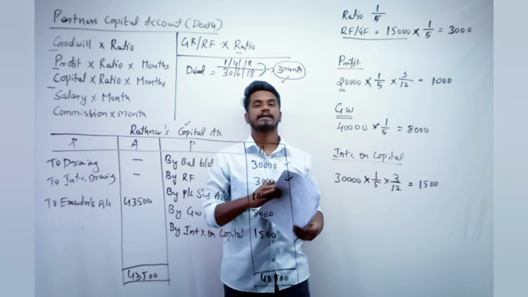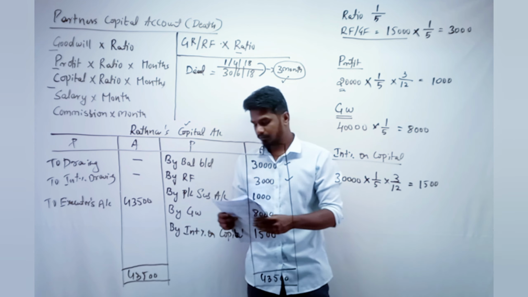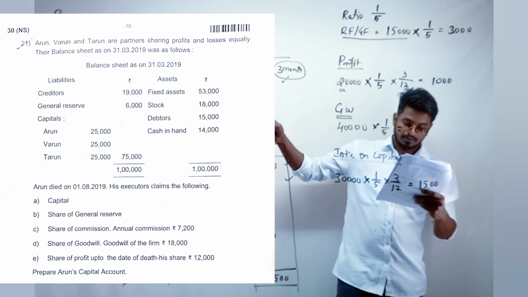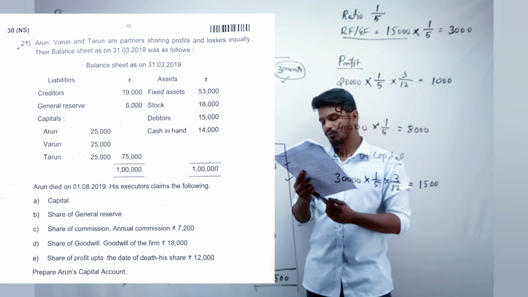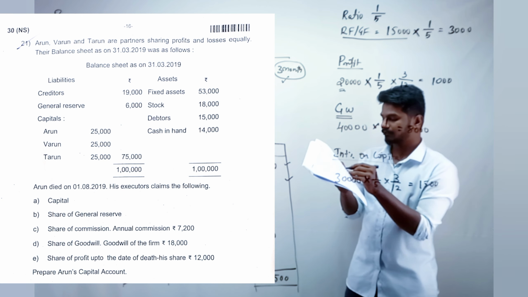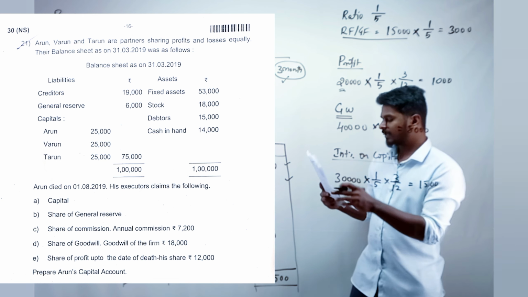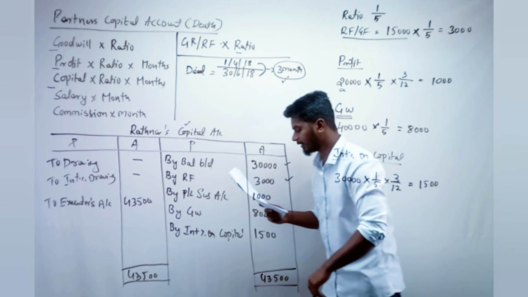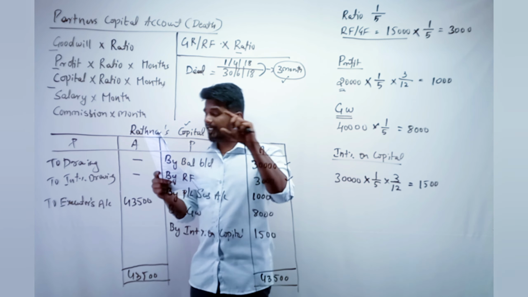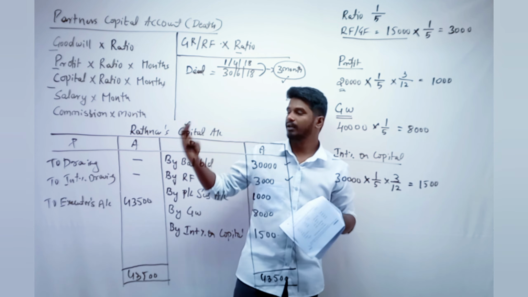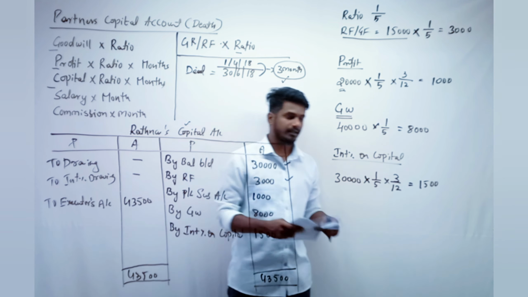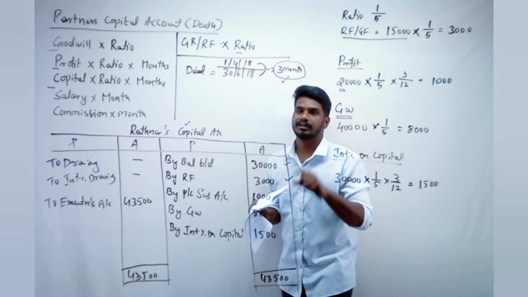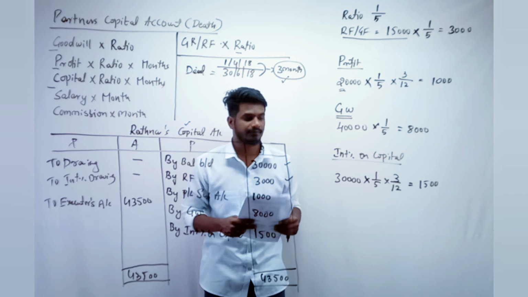Shall we move towards the third question? The question is on the board, you can see it. There is no change, only one change, that is point C. Remaining everything is the same, you can easily calculate everything. So let us see point C and how we can record it in the partners capital account, and we will finish off the third question also. Just one adjustment, that's it.